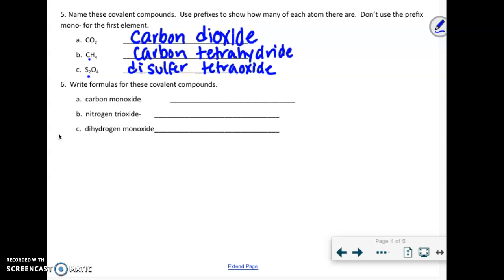Now the below overriding formula is carbon. There's only one of them. It's a C. Monoxide, that is only 1 O. Nitrogen, that is only 1 N. There's no prefix in front of it. Tri means 3, so O3. Dihydrogen, H2, monoxide, O. That is water. Dihydrogen monoxide is water. So you could just ask for a nice big old glass of dihydrogen monoxide the next time you go somewhere and need some water.